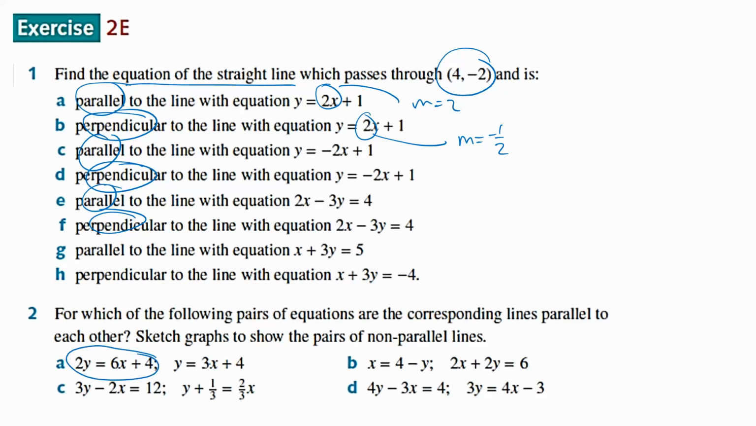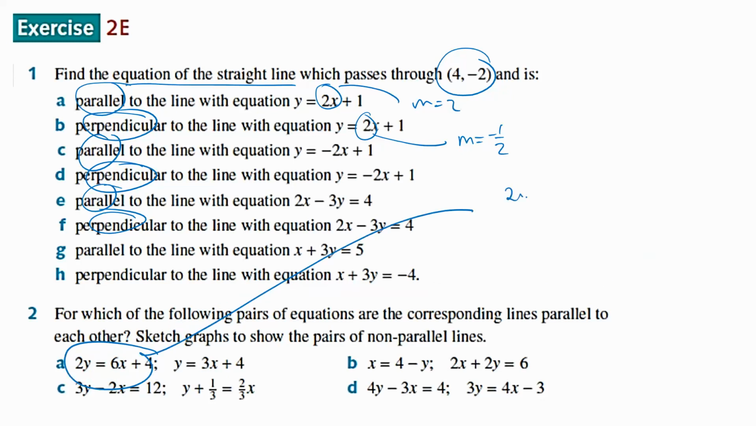So this one has a gradient of 3. As long as this has a gradient of 3, you've got to rearrange it and check if it has a gradient of 3, rearrange it so that it's in the form y equals mx plus c. So I'll just do the first one there in case you don't understand what I mean.